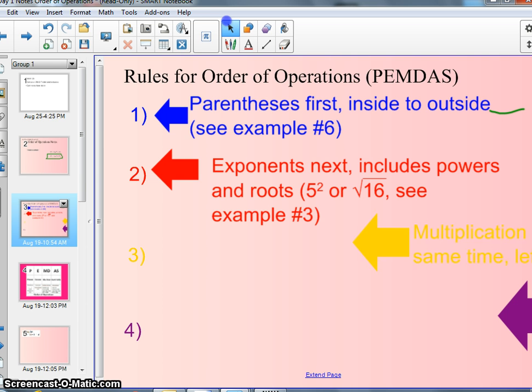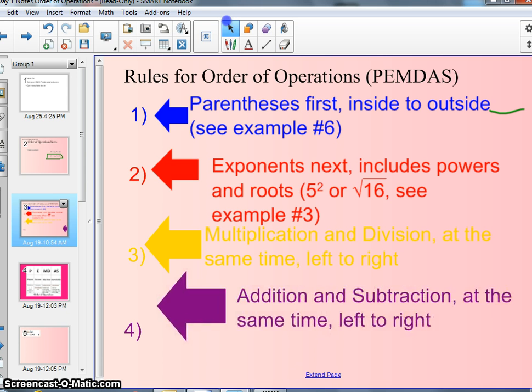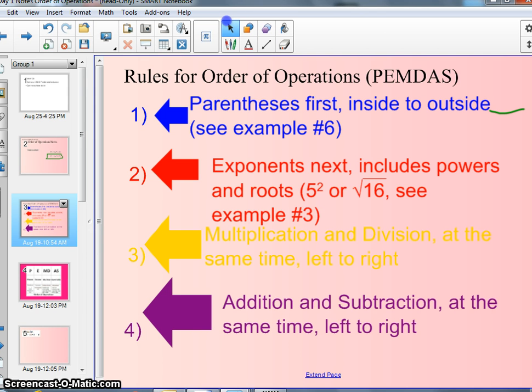So then next, this is a little hard to see, we have our M and our D together. So we have multiplication and division at the same time, but you work from left to right. So just like you write from left to right, we multiply and divide from left to right in that order. And then the last one is going to be our AS. So addition and subtraction, similar to the M and the D, you work from left to right in that order. So there's our PEMDAS. P is parentheses, E is exponents, M is multiplication, D is division, but you work in order from left to right. A is addition and S is subtraction.